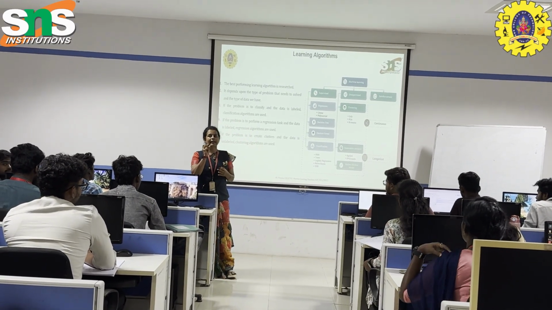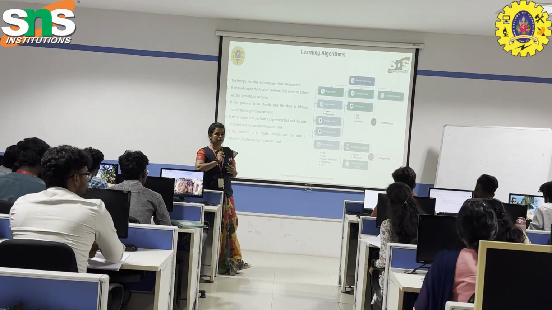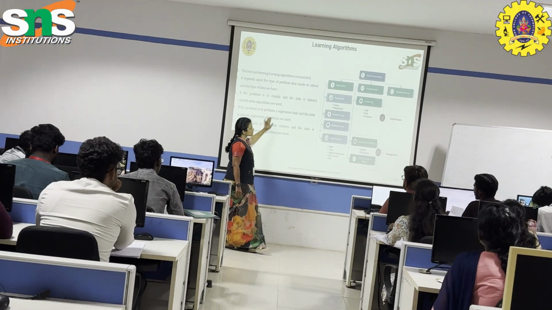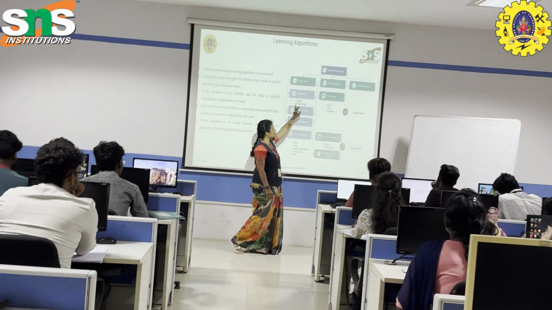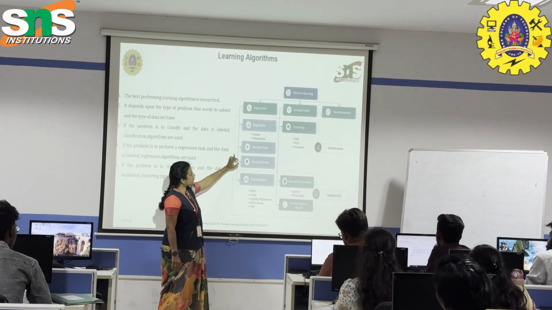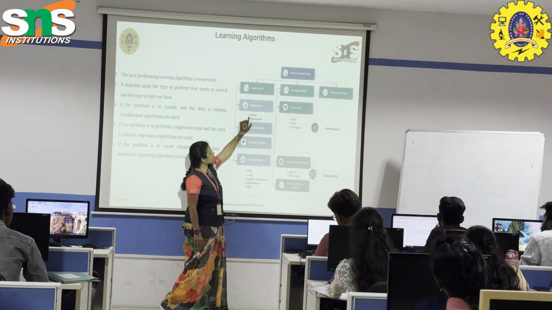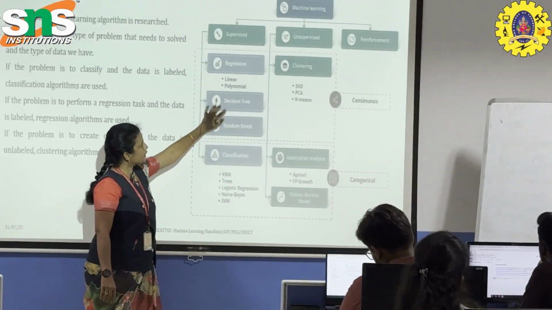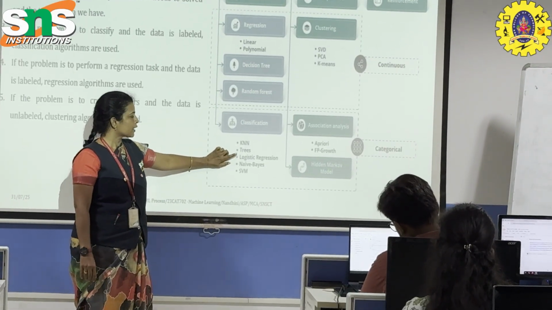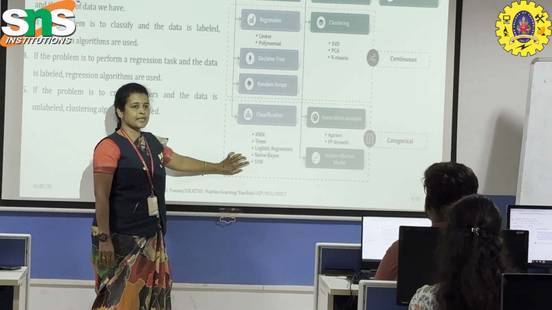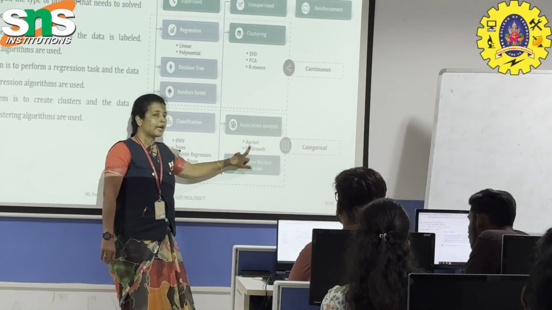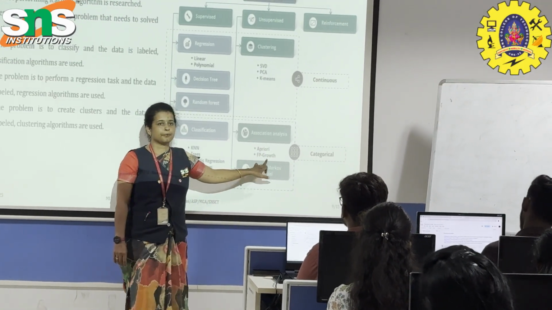Choose the correct algorithm for your task. Are you clear? So listen, different types of algorithms are there. Machine learning is divided into 3 types: supervised, unsupervised, reinforcement. Under regression, we have linear, polynomial, decision tree, random forest. For classification we use KNN, logistic regression, naive Bayes, SVM. For association rule mining we use the Apriori algorithm, then FP-growth.